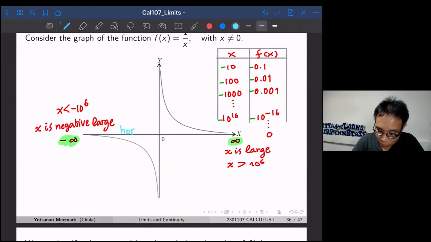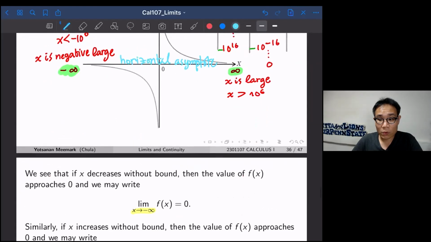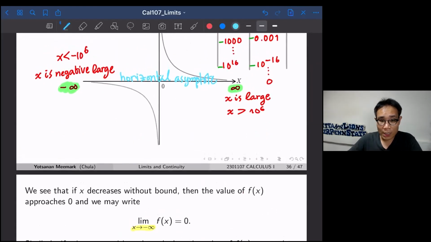So this one is a horizontal asymptote. What does it mean to be a horizontal asymptote? It's going to be the horizontal line that the graph tends to when x is large or when x is large negative.